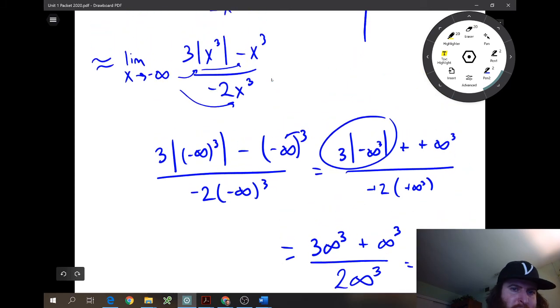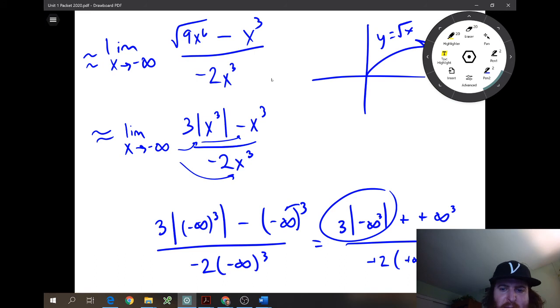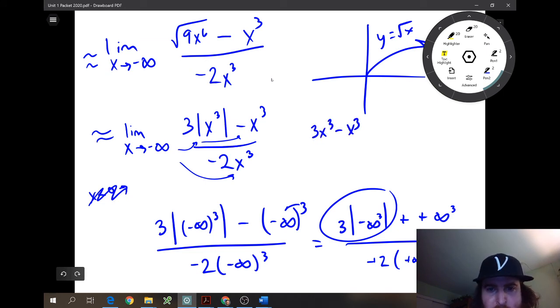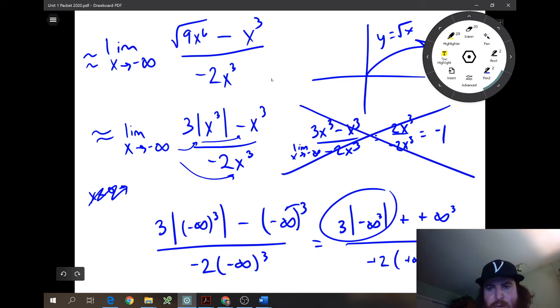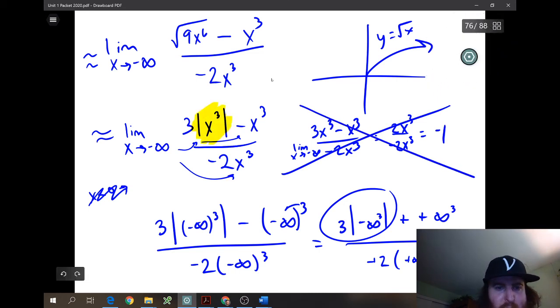Okay. And I know that's funky, the way I plugged it in. Another way you can think of it is, when x is less than 0, it's going to basically take the negative and flip it, force it positive. But what I've seen a lot of students do is they just say, oh, 3x cubed minus x cubed over negative 2x cubed. And then that gives them 2x cubed over negative 2x cubed. And they get the answer of negative 1, and that's wrong. And the reason that's wrong is they didn't do the absolute value part.